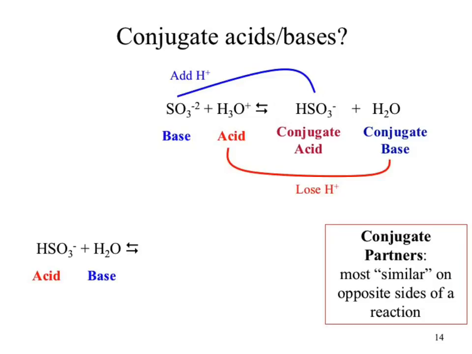Can I define SO3 minus 2 as an acid? No. Why not? It doesn't have a hydrogen. So there are molecules that you can define as acting as either an acid or a base. To be an acid, what did it need to have? Hydrogen. To be a base, what does it need to have? That's a harder question. Hydroxide? Does HSO3 minus have hydroxide? No.